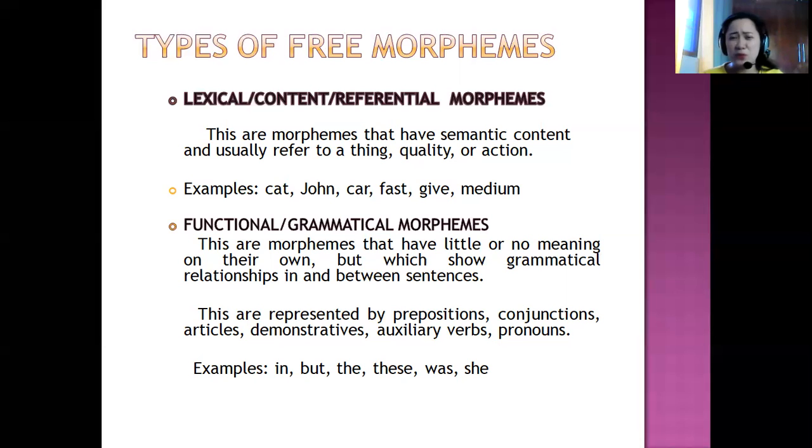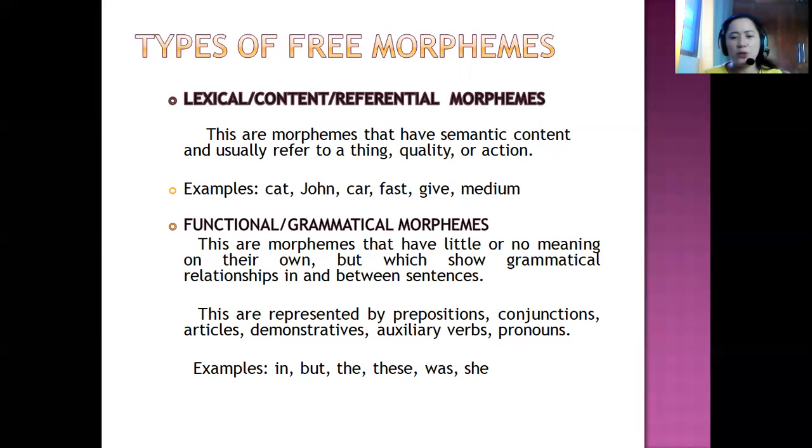Examples for prepositions: in, on, at, above, under, through, across, beneath. Examples for conjunctions: and, or, but, however, nevertheless, some transition devices.